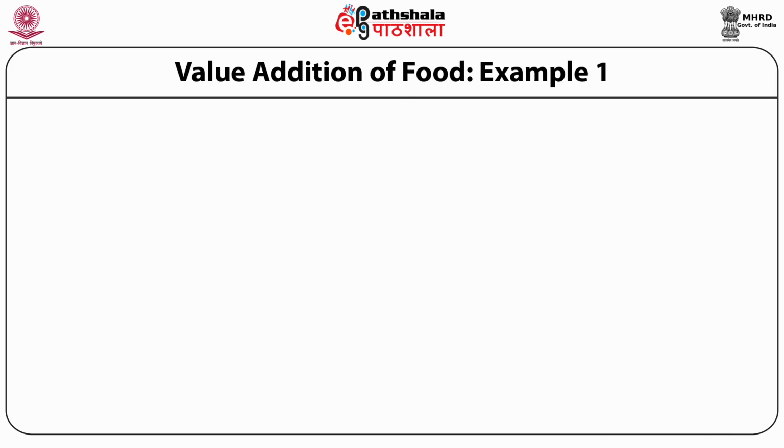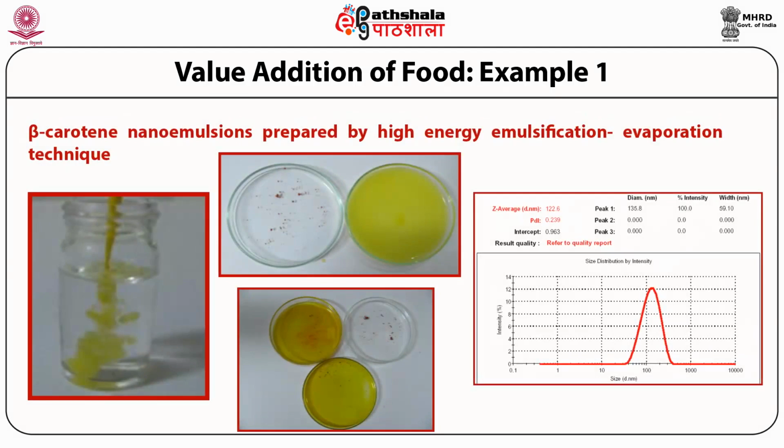We will now see two specific examples of value addition of food through nanoformulations. The first is a beta-carotene nanoemulsion prepared by the high energy emulsification evaporation technique. In the top figure on the left, you will see particles of beta-carotene in water which are not soluble, whereas on the right is a nanoformulation of beta-carotene which is completely soluble. The figure on the left below shows three plates. On the right is again beta-carotene particles, flakes dispersed in water, which is not dispersible. On its left, you will see beta-carotene dispersed in oil, which is only partially soluble, and the nanoformulation is shown in the picture on the right.